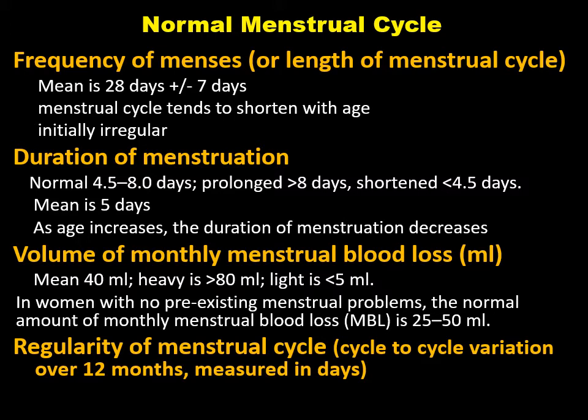Volume is the monthly blood loss, and the clinical definition is usually subjective and defined as the volume of blood loss which does not affect the emotional, physical, or social quality of life for a lady. The normal volume is between 5 to 80 milliliters. If it is more than 80 milliliters, we call this heavy menstrual bleeding or menorrhagia.